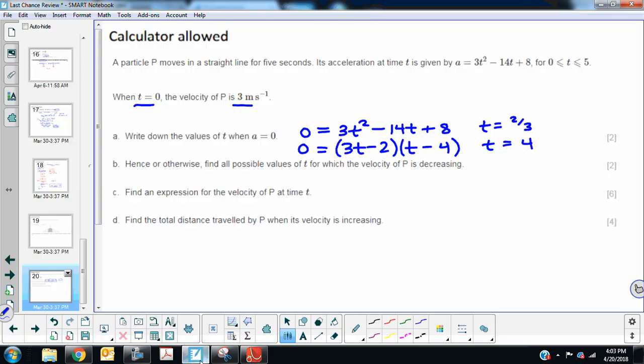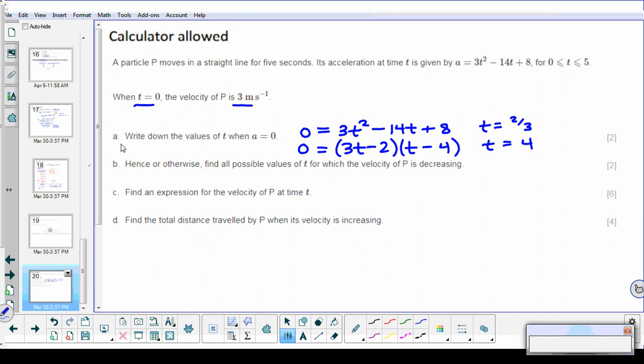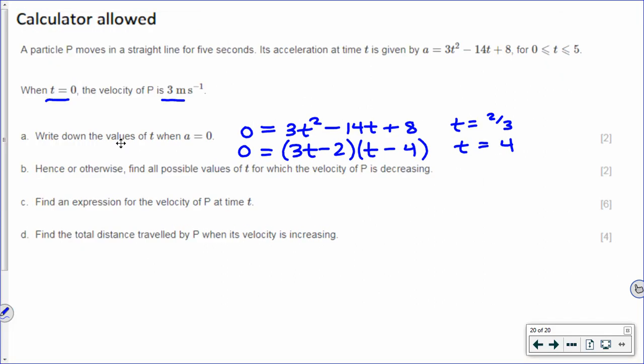And then the next part of this question asked, hence or otherwise, find all possible values of t for which the velocity of p is decreasing. So this is where it's important to think a little bit about the relationship between a function and its derivative. If you think about velocity as the function, then the derivative of it is acceleration, which is the one we have here. So velocity is going to be decreasing when its slope is negative, right? The decreasing parts of functions are when the slope is going negative. The slope of velocity is acceleration. That's what derivatives mean. We care about where the slope is negative, so we basically just need to figure out where our acceleration function is negative.